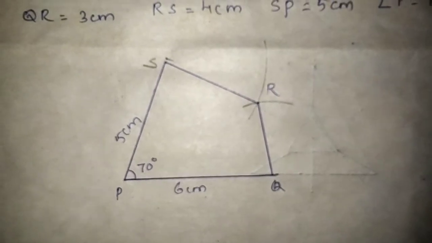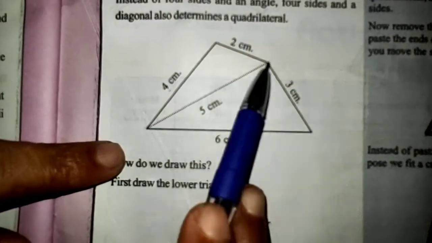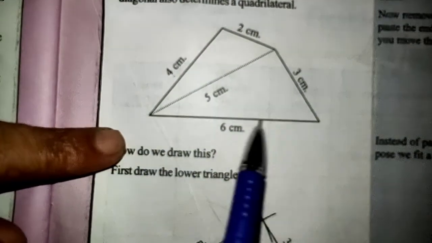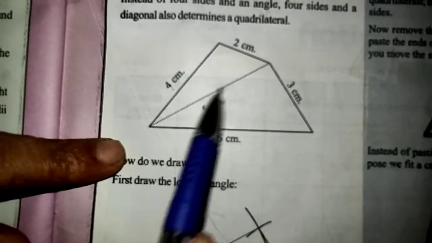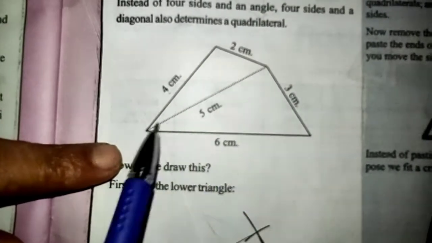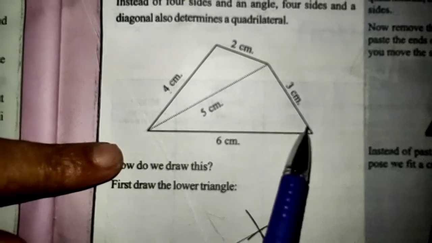Now we are going to draw this type of quadrilateral. Here we have 4 sides. Sides are 6 centimeter, 3 centimeter, 2 centimeter, 4 centimeter, and one more side, which is this one. This is one of the diagonals of this quadrilateral. So we can construct a quadrilateral if 4 sides and 1 diagonal is given.